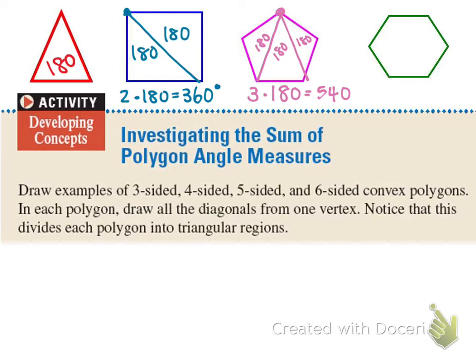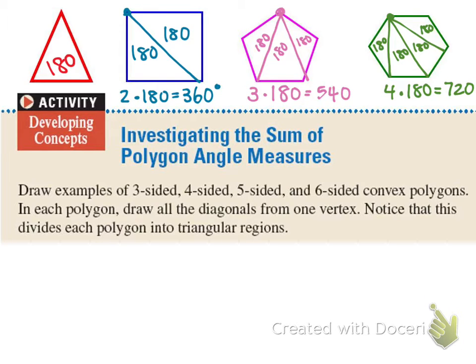And then the last one, how many triangles am I going to have? 4 triangles, 180, 180, 180, 180. So 4 triangles, they're 180 degrees apiece. That makes, just put it down. It makes 720 degrees. So why did we do it like this, Miss Marshall?